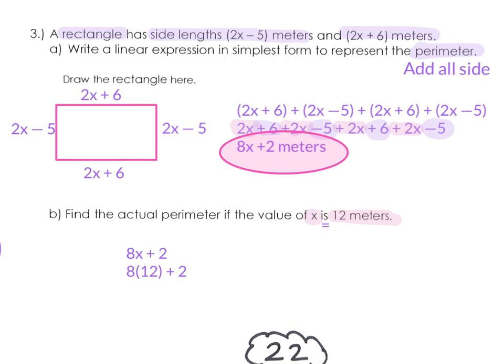8 times 12 plus 2, you could put in your calculator, we end up with 98. And because it's a real life question and they gave me a label, I know that it's not just 98, it's 98 meters. So make sure you have the meters there.